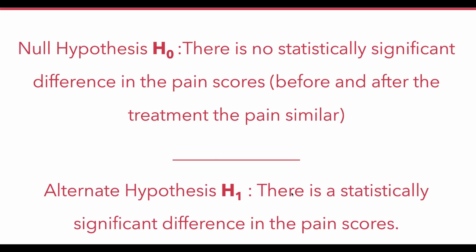But before that, what would be the null hypothesis? The null hypothesis in this case would be that there is no statistically significant difference in the pain score before and after the treatment. The pain felt by the participants is the same, and the alternate would be that there is a statistically significant difference amongst the pain scores as indicated by the 19 participants. So let us apply this test and see what kind of results we find.